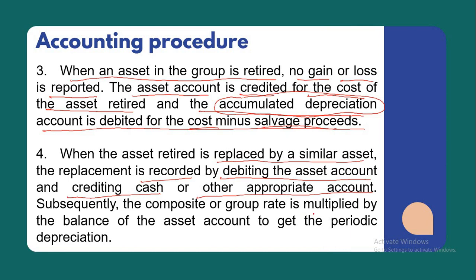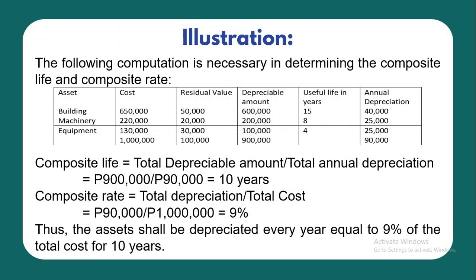Subsequently, the composite or group rate is multiplied by the balance of the asset account to get the periodic depreciation. Now, if naay replacement nga mahitabo, the composite or group rate will not be changed. Ang ma-change lang ani will be your periodic depreciation, kay mag-bag-o man ang imuhang total asset. Okay? So, but still, you will be using the same composite or group rate. Okay? So, here's an illustration on the composite method.